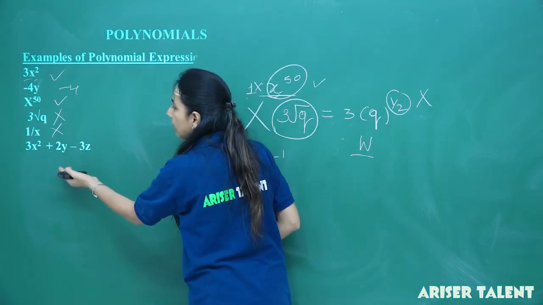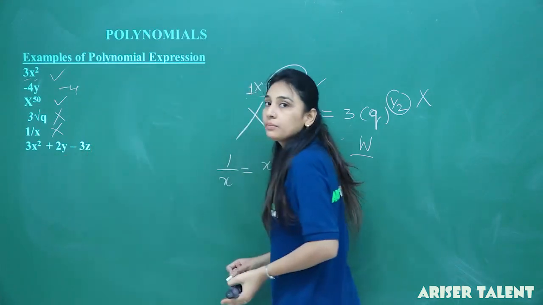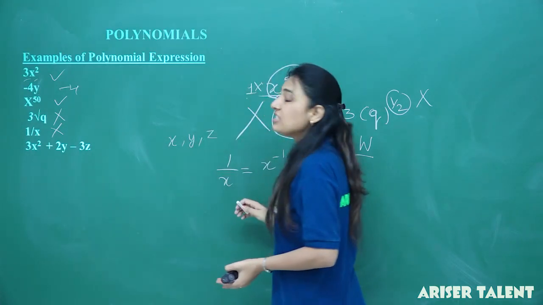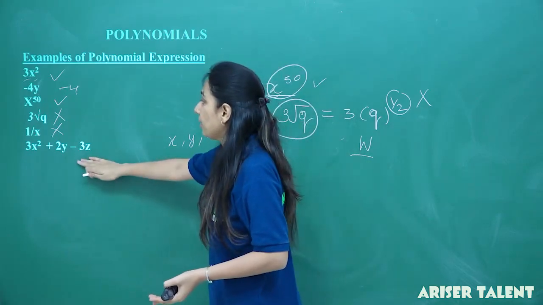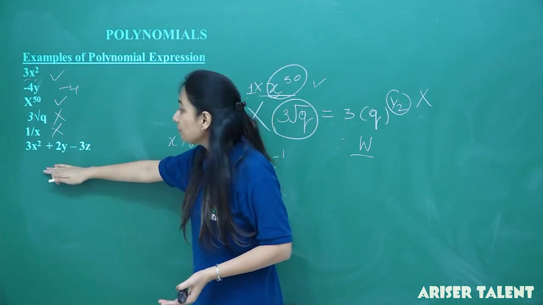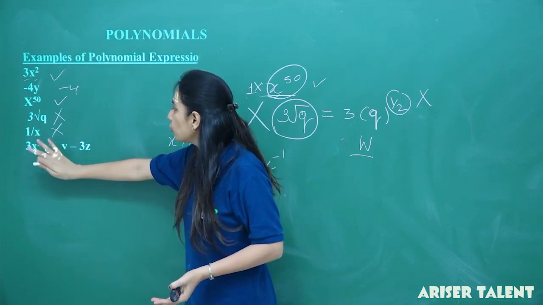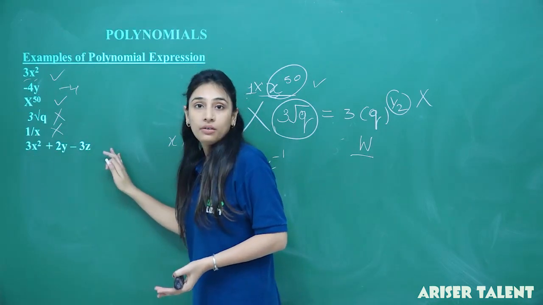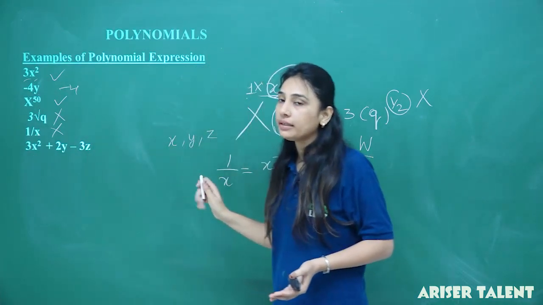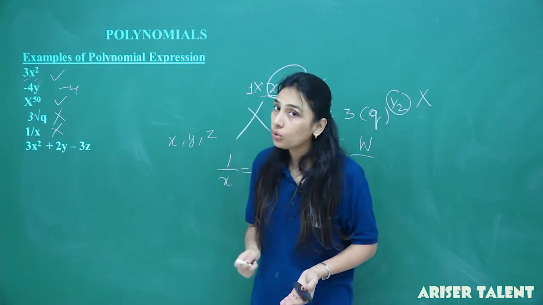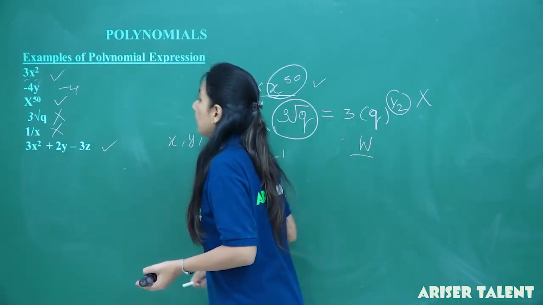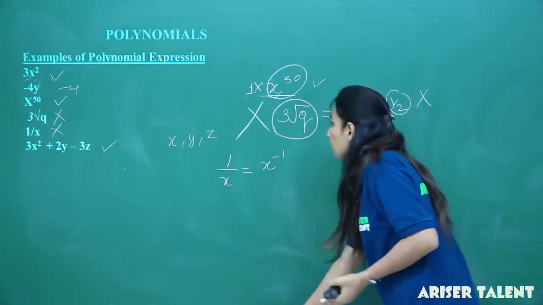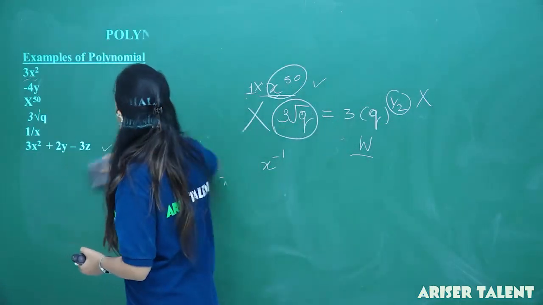Now 3x square minus 2y minus 3z. So it's having variables x, y and z. So yes, it is a polynomial and it's having powers like 2, 1 and 1. So whole number powers, we are having constant, we are having variable. So coefficient and variable both are here and the power is also a whole number. So it's a polynomial in x, y and z, 3 variables. Okay, understood?